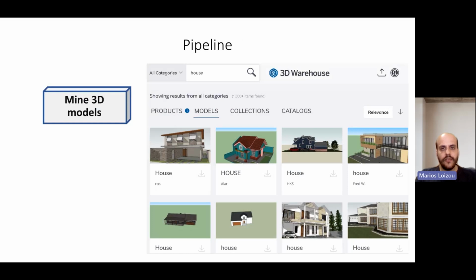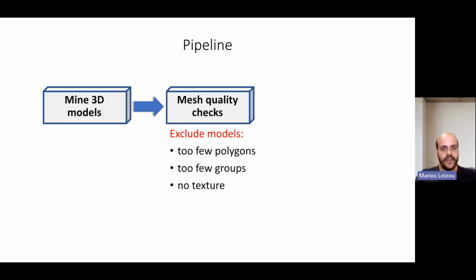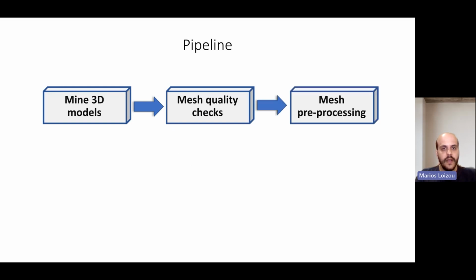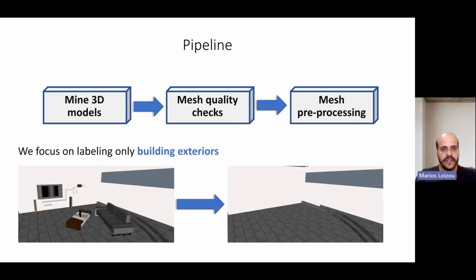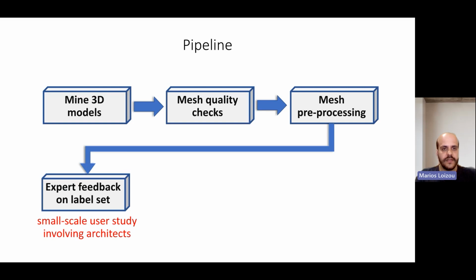I will now discuss the human annotation pipeline used for creating the BuildingNet dataset. First, we mined several thousand 3D models from the 3D Warehouse repository. Various quality checks were performed to remove models with too few polygons, groups, and no texture. We corrected geometry problems, including reorienting the normals and removing the degenerate polygons from the meshes. We also removed the interiors through raycasting, since our goal was to label building exteriors.